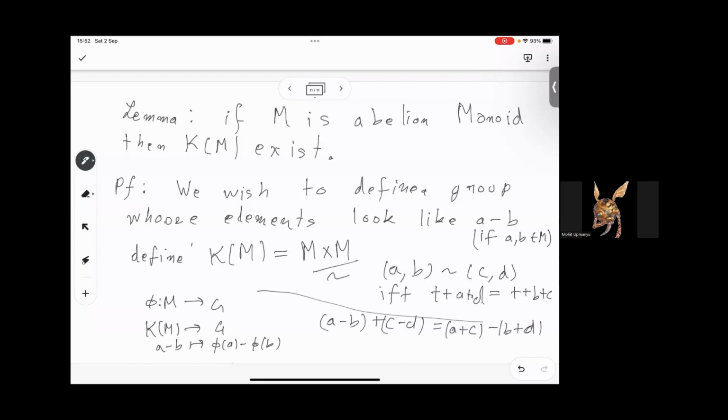And inverse is the only thing that we did not have before. So the inverse of A minus B will be B minus A. If you just add, it would be equal to B plus A minus B plus A, and we defined that to be 0 in the equivalence relation. So we have now checked that the K group is in fact a group and satisfies the right universal property.